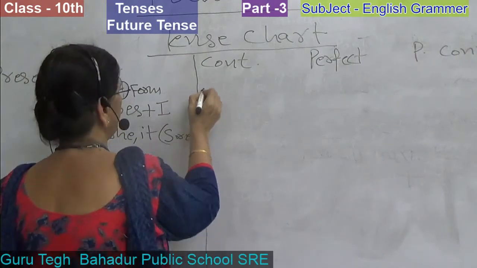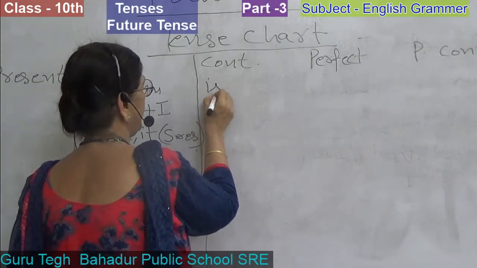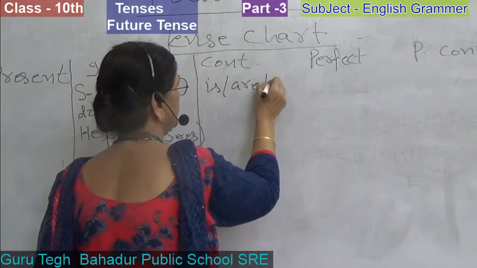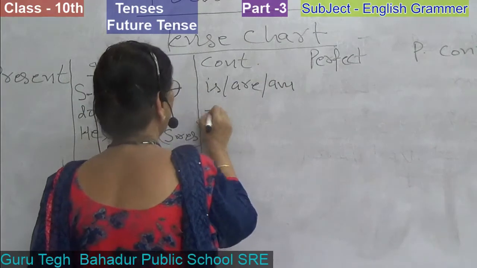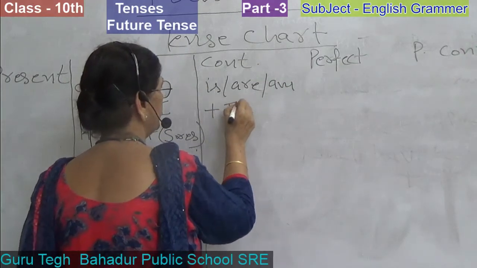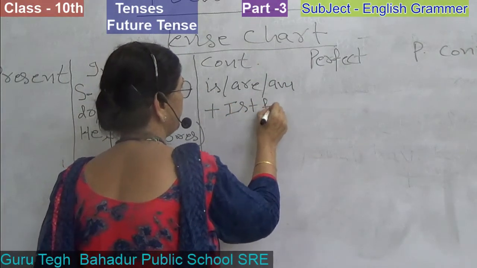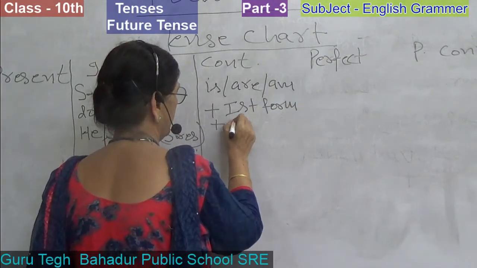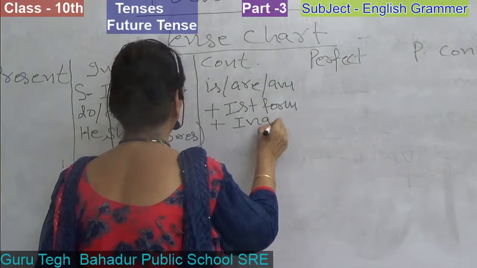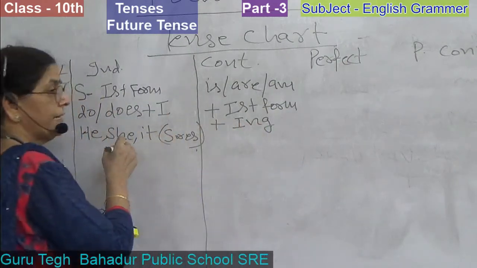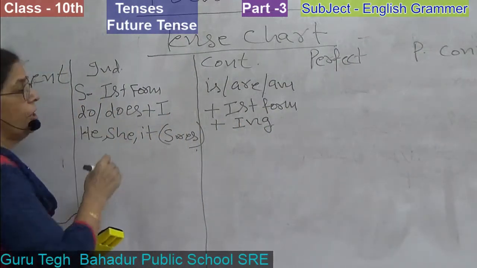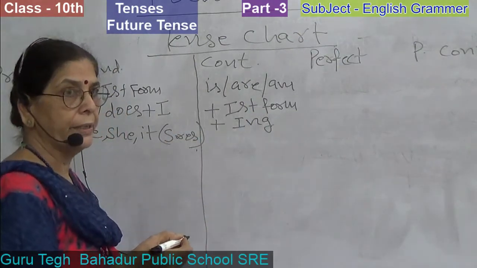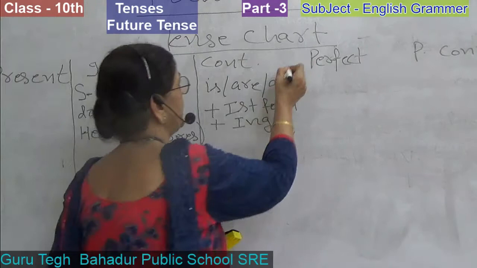Then we come to the continuous. In present continuous, you have to keep in mind the helping verb is is, am, are plus first form plus ing. I have taken the example, I go. What will it become? I am going in present continuous tense.